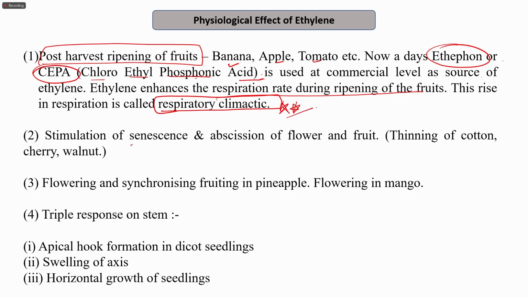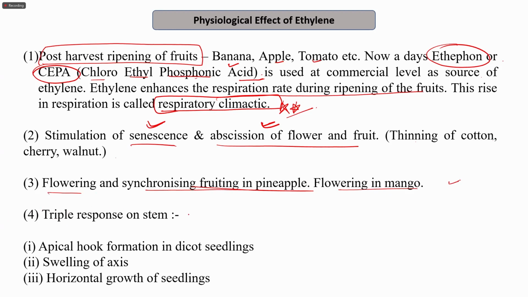Second is the stimulation of senescence and abscission of flowers and fruits. So thinning of cotton, cherry, walnut, etc. because of the stimulated senescence and abscission of the flowers and the fruits, because it is stimulating that. We know it is a plant growth inhibitor, right? So therefore, it will stimulate the senescence and abscission. Third is flowering and synchronizing fruiting in pineapple. Flowering in mango is being affected by the ethylene.